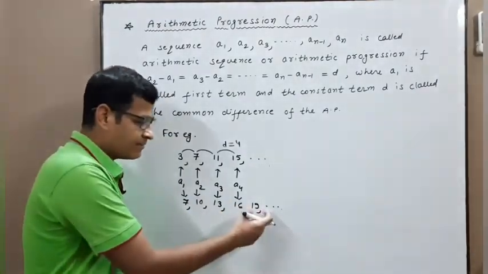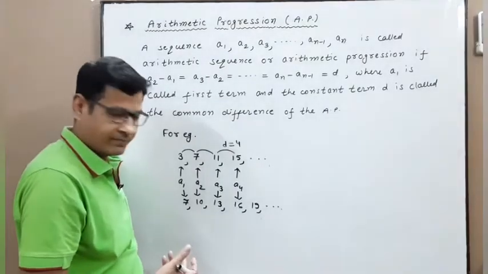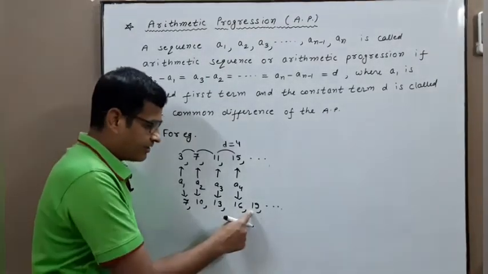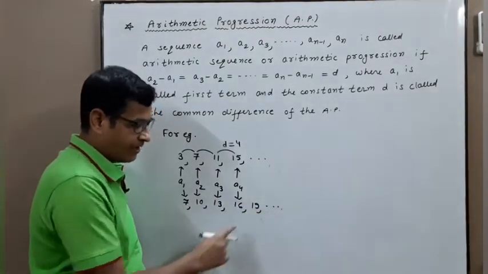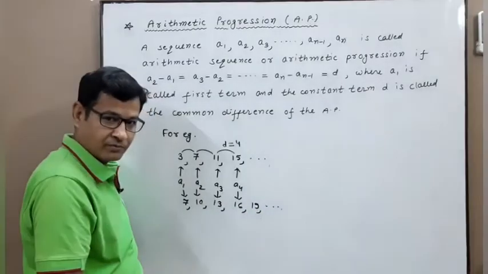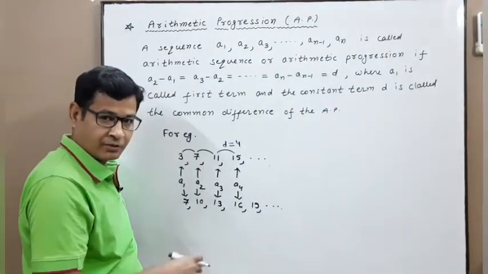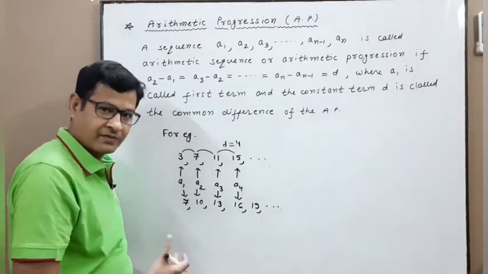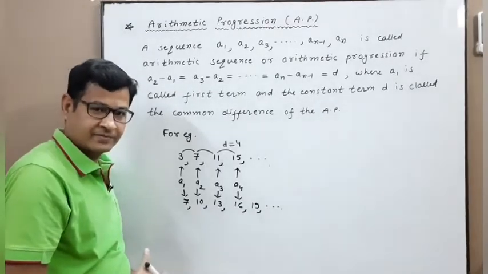And to find the next term, add the common difference. Common difference is 3. So the next term, the 6th term, is 19 plus 3, 22. 7th term is 22 plus 3, 25. In this way we can find remaining terms.